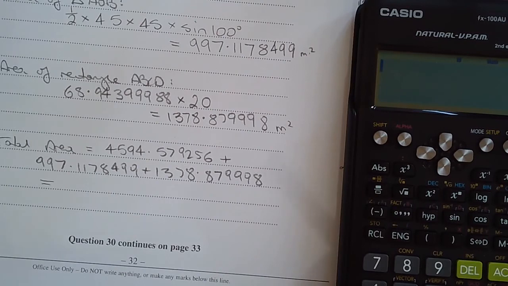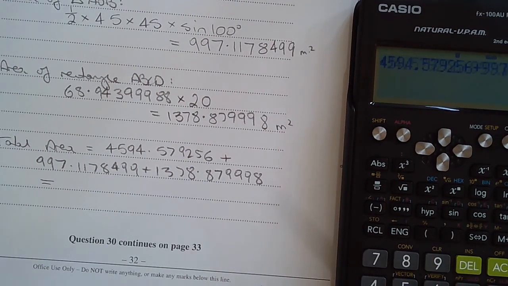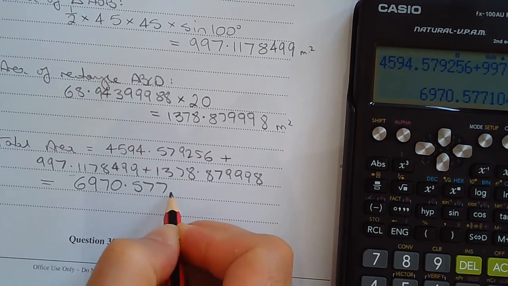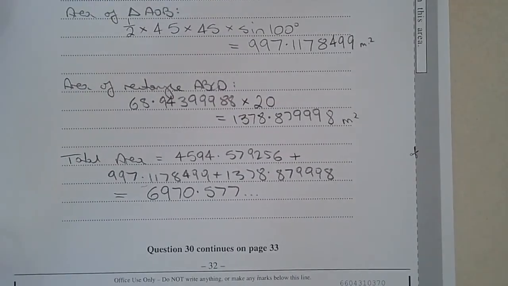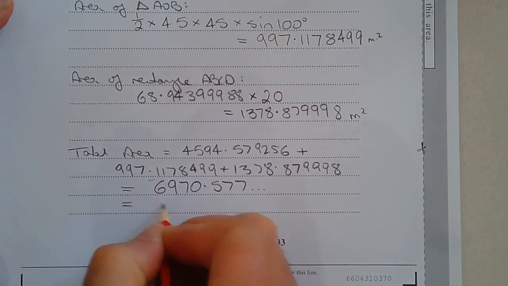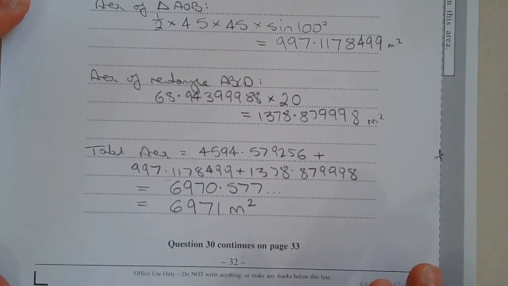So 4594.579256 plus 997.1178499 plus 1378.8799998, and we get 6970.577... We need to just round it to the nearest square metre anyway, so I don't have to write the entire decimal. So that's equal to 6971 square metres, correct to the nearest square metre.